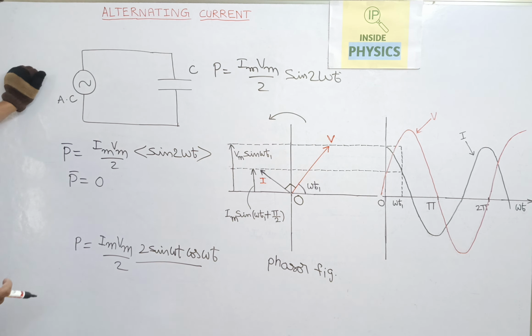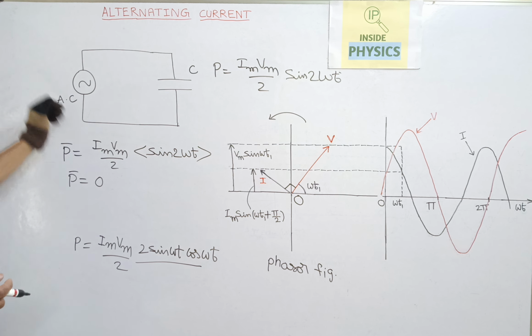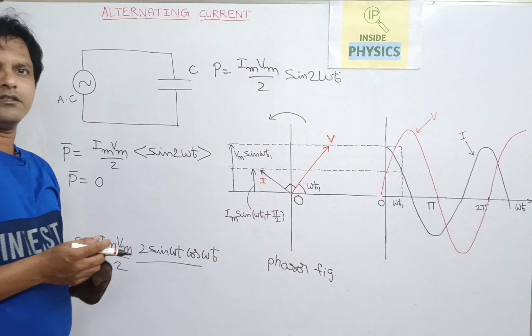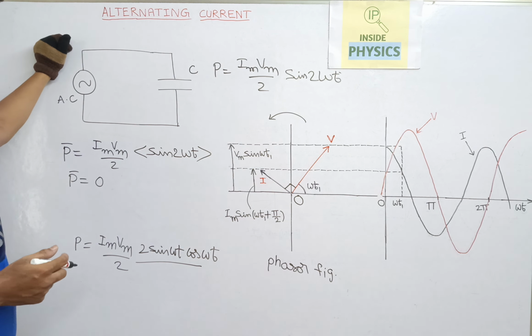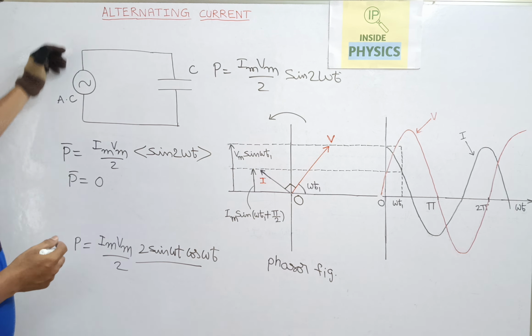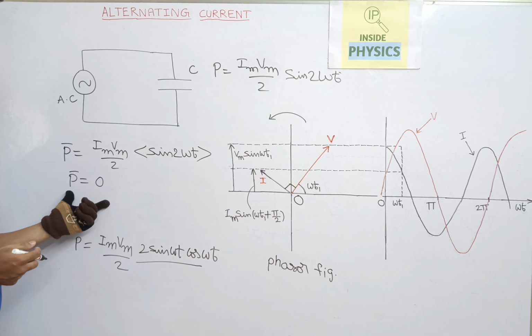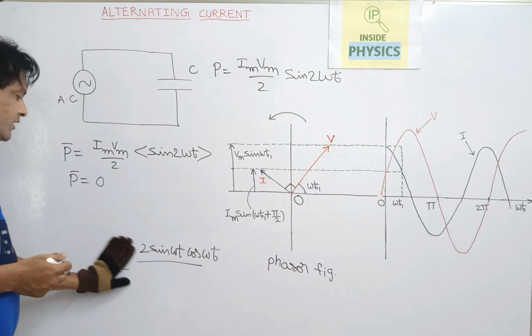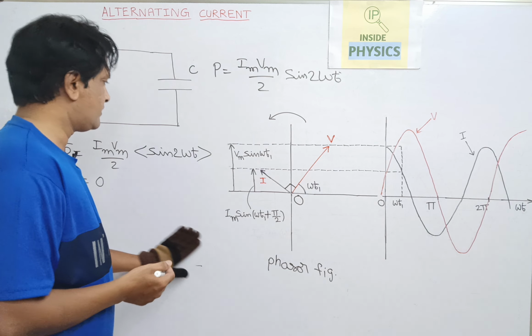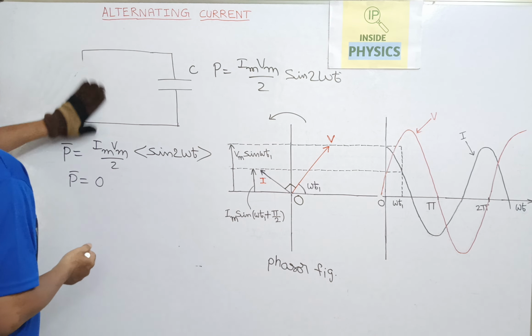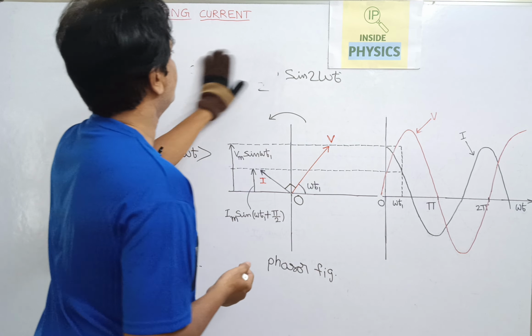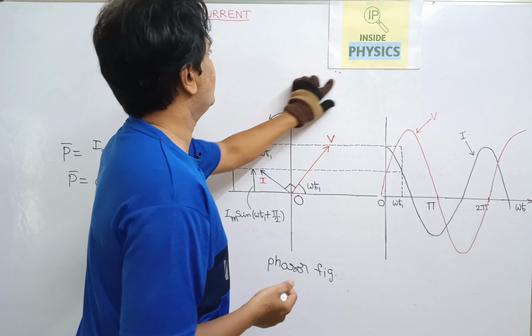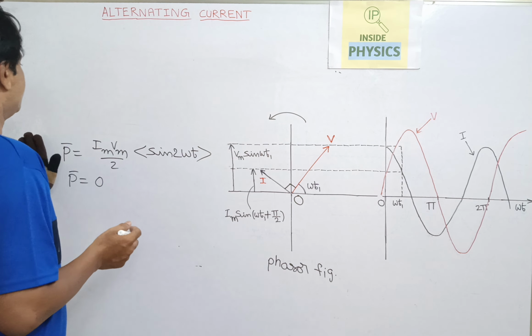So by this we can write that the average power consumed across the capacitive circuit is 0. If it is 0, does it mean that the power is not at all consumed in the capacitor? Yes, on an average the power consumed is 0, and we will see the explanation for how the power consumed becomes 0 across a capacitor connected to an AC current.